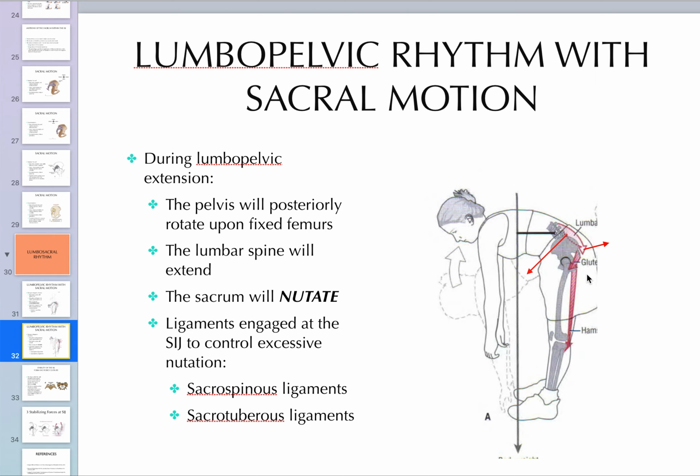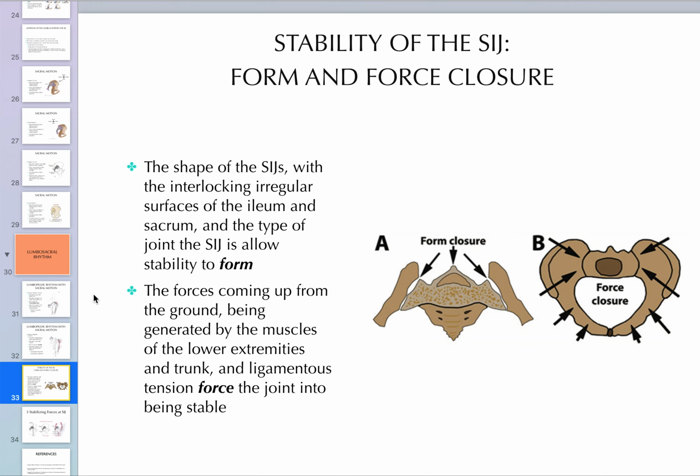The two ligaments that I mentioned earlier to stabilize the sacrum from excessive nutation are the sacrospinous ligament, which we remember attaches from the sacrum to the ischial spine of the pelvis, and the sacrotuberous ligament, starting from the sacrum and inserting into the ischial tuberosity. So these are the ligaments that will be checking nutation of the sacrum.